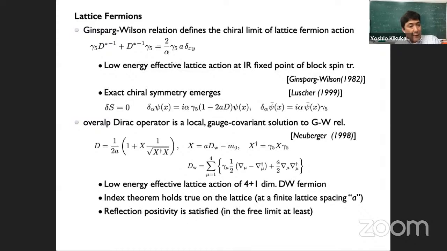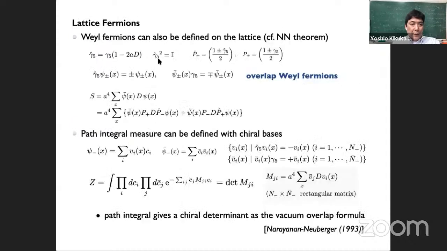But if we introduce the gauge interactions, the situation is not clear yet, but at least in the free case, the lattice fermion defined with this Dirac operator satisfies reflection positivity. So this is the overlap Dirac operator. And once we obtain this overlap Dirac operator, we can also introduce chemical potential degrees of freedom of lattice fermions.